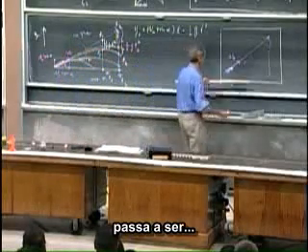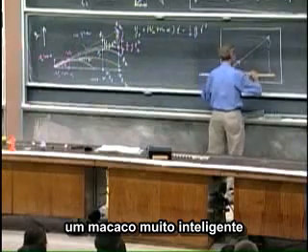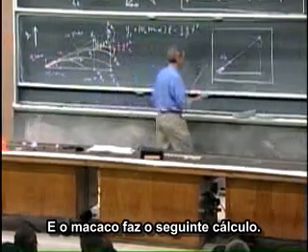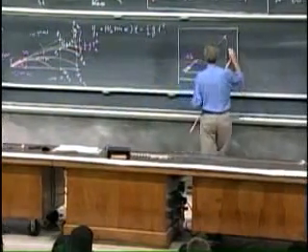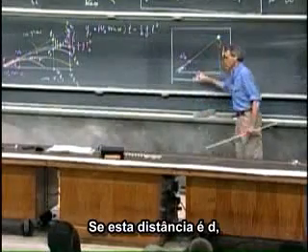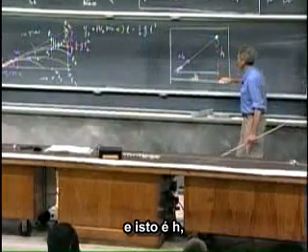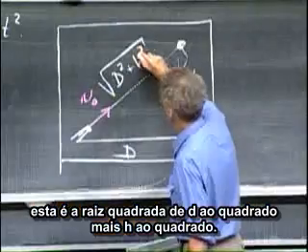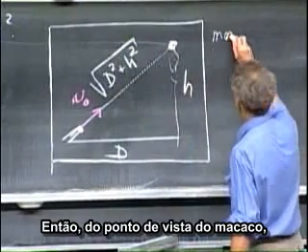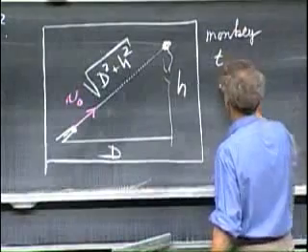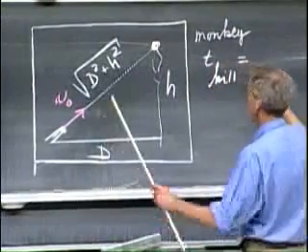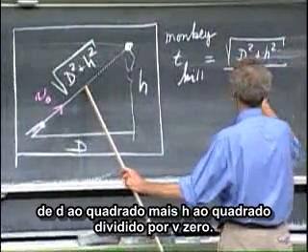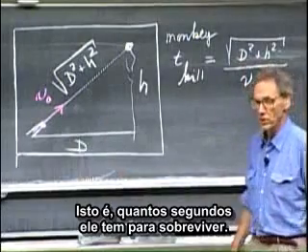The monkey happens to be a very intelligent monkey. And the monkey says to himself, how long do I have to live? And the monkey makes the following calculation. If this distance is d, and this is h, then the monkey says, aha, this is the square root of d squared plus h squared. So from the monkey's point of view, the time for the kill will be the square root of d squared plus h squared divided by v0. That's how many seconds he has to live.